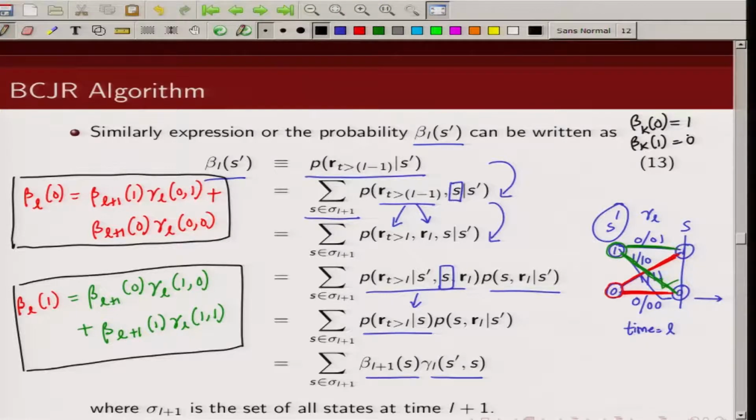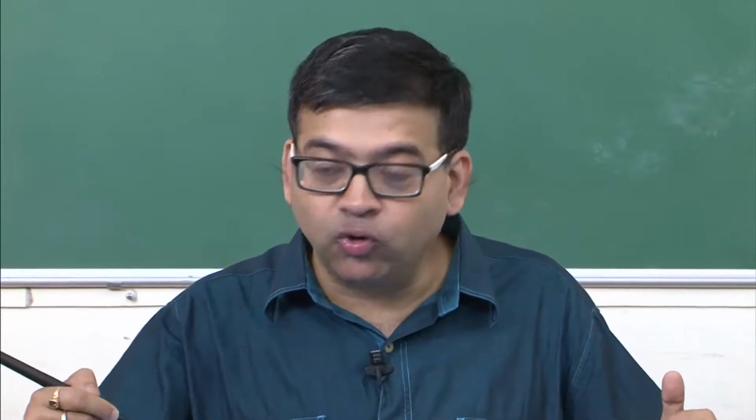This is for the case when the convolutional encoder is brought back to the all 0 state, that is, it is terminated. In case the convolutional encoder is not terminated, then we do not know in which state it has ended up. So, in that case we will assume that it is equally likely to end up at the all 0 state or any other state.